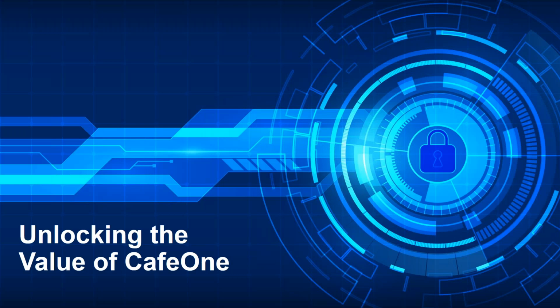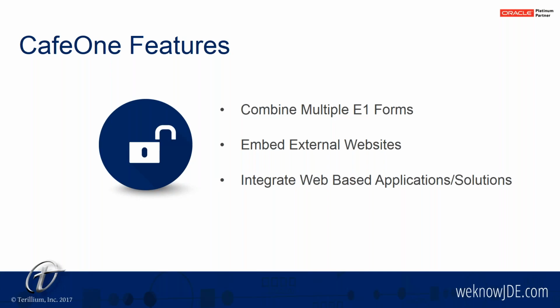So, specifically speaking about the features and value of CafeOne, it allows you to combine multiple forms, which maximizes efficiency to bring common forms together. You can also embed external websites such as Google Maps. Why leave JD Edwards to go to Google Maps when you could bring Google Maps to JD Edwards? Finally, it allows you to integrate web-based solutions like Canon's AP Automation solution software using parameterized URLs.